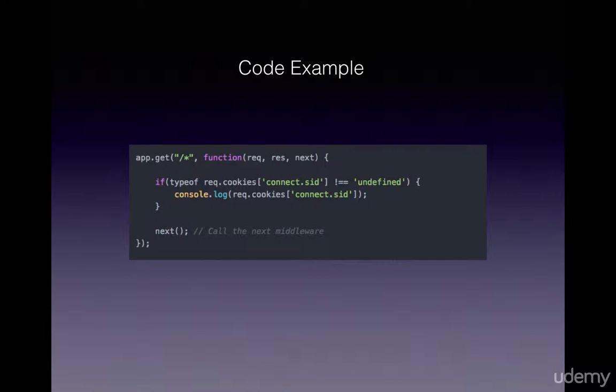Let's go next. This is the code example, alright? Let's say you want to see the value of the cookie. This is how you do it in code. You can paste this code right below the middleware, before routes and after cookie parser and session.